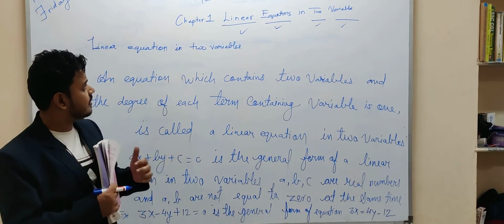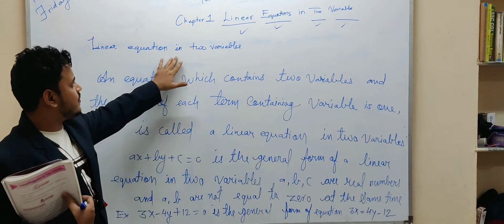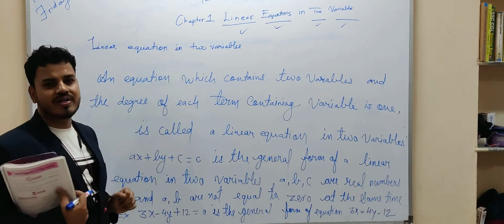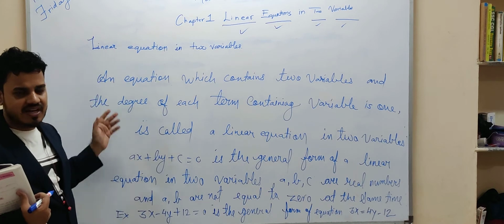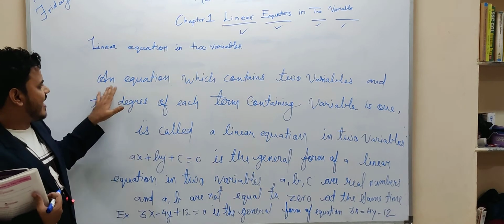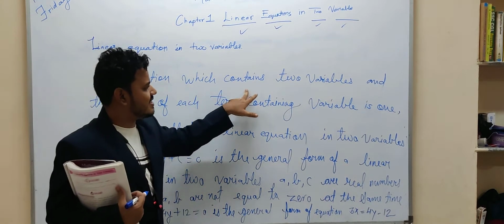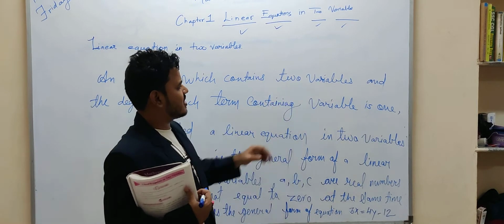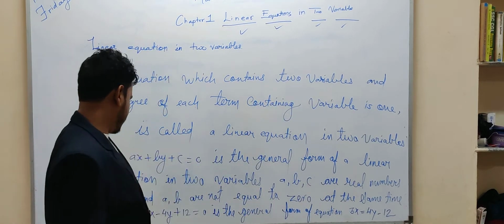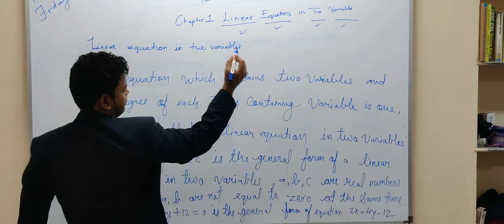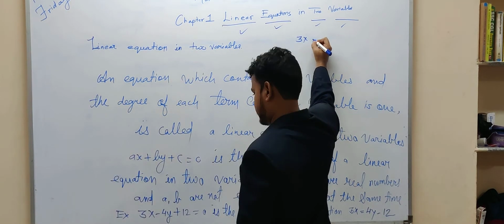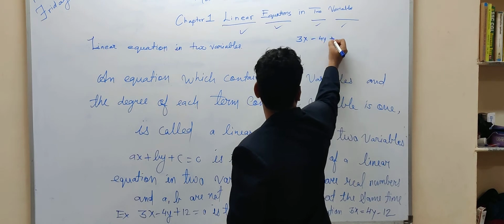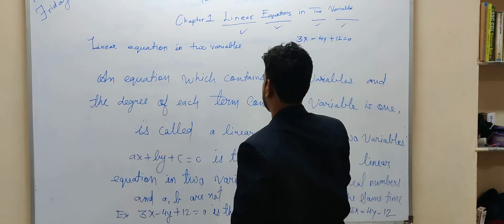Welcome back. So we are studying linear equations in two variables. So what is a linear equation in two variables? We will see the definition as well as the example. An equation which contains two variables. So this is the example: 3x minus 4y plus 12 equal to 0.